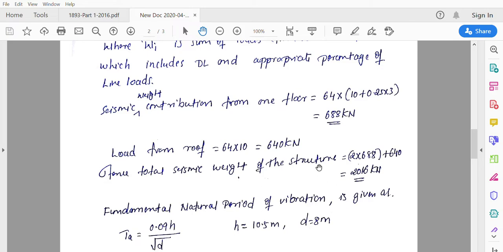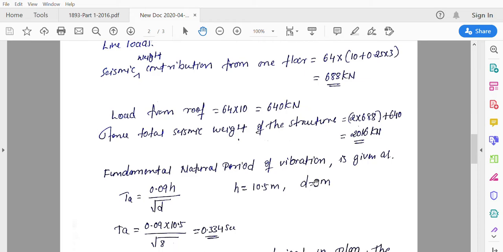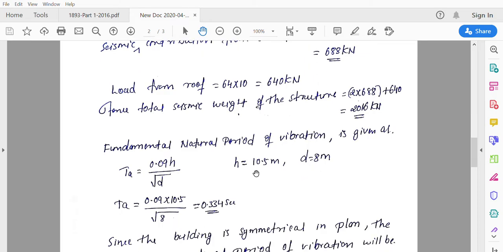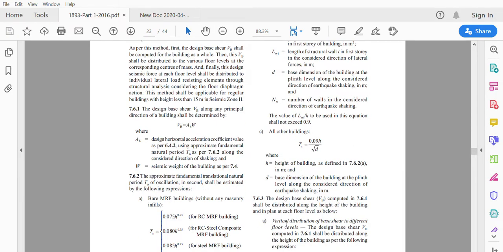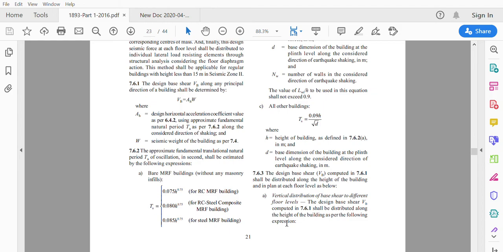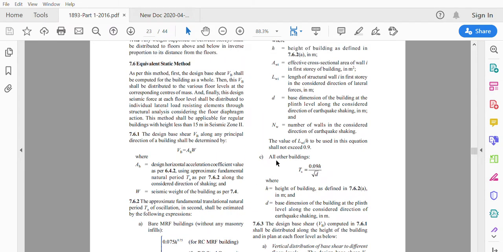Then calculation of time period. For this you have to refer page number 21. Here, for different cases, the formula for the time period is given. For the bare MRF building, moment resistant frame buildings without any major infill, this is the set of formulas. In our case, all other buildings, so Ta is 0.09 H divided by square root of D. Here H is the height of the building, D is the base dimension of the building.